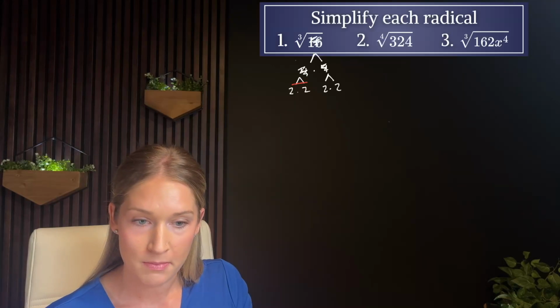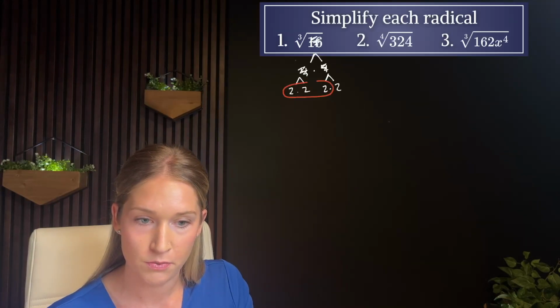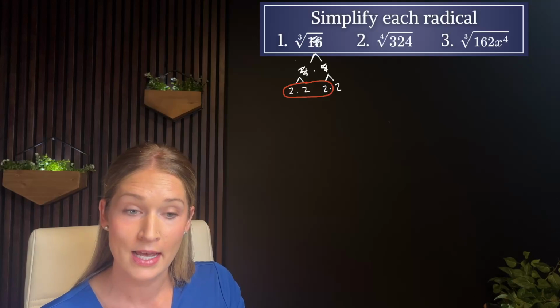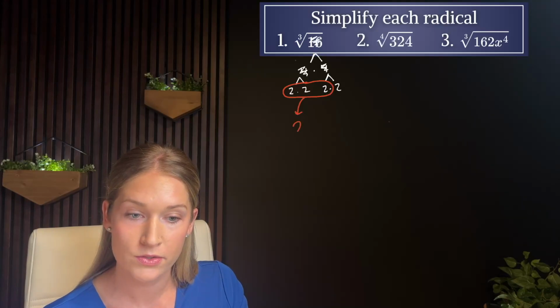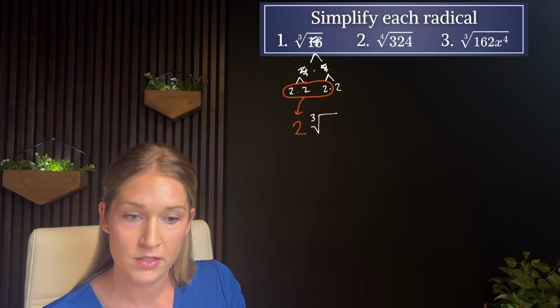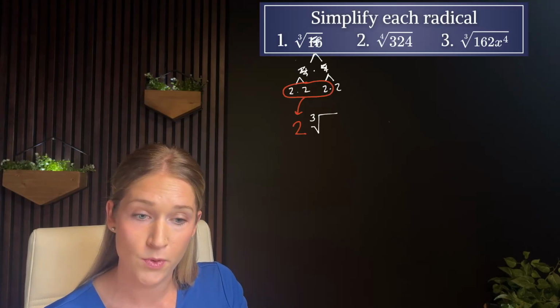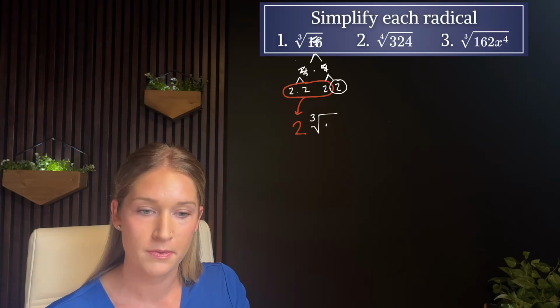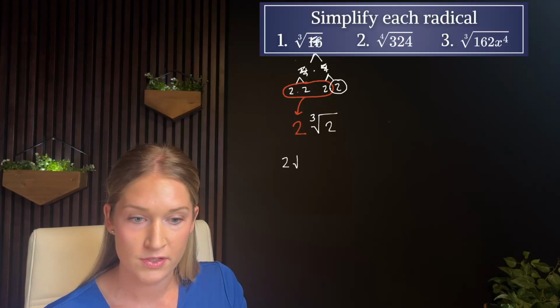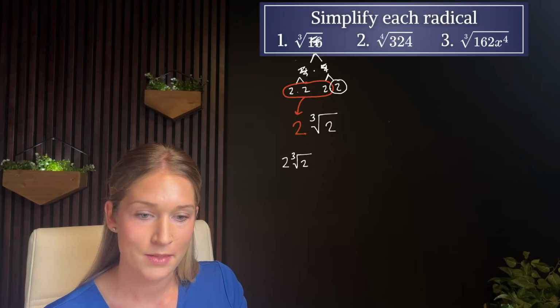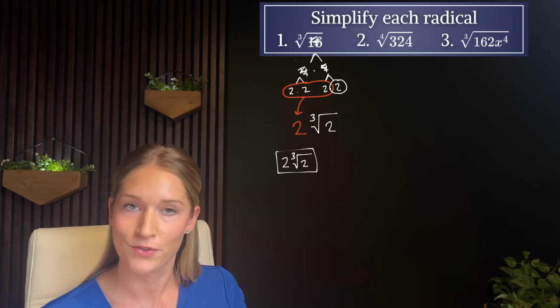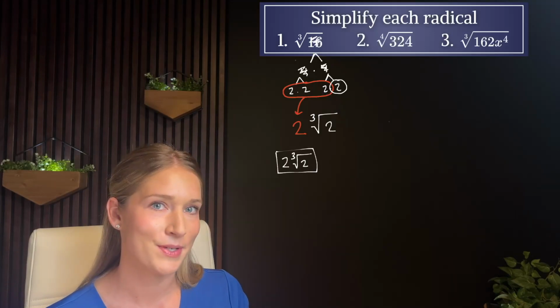So when I look at my factors, I see that there are 3 2's, which means I can bring out a single 2 outside the radical, but then inside the radical is whatever's left. And that would be this fourth 2 that didn't group up. So just like I had the first time I did it, I have 2 times the cube root of 2. So that's going to be how I do the next couple.